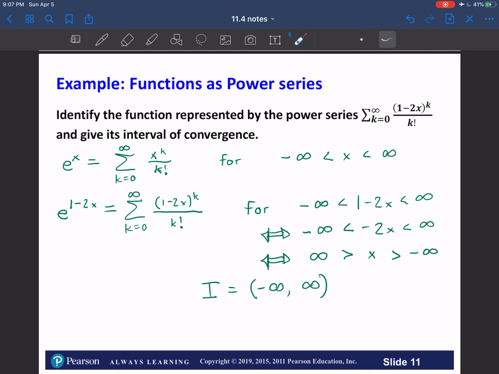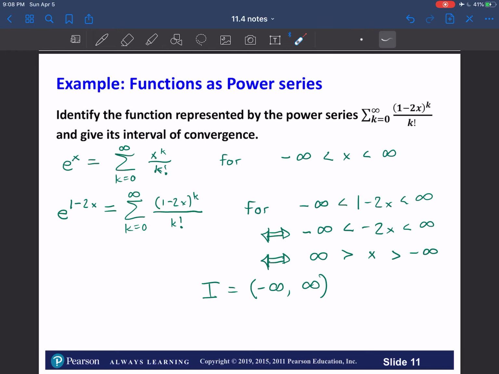And once again, this isn't too difficult of a problem. It's just observing what this series looks like, and it indeed looks similar to the e to the x series. And so the main concept here is that now we can write this function, e to the 1 minus 2x, as a power series, as a Maclaurin series. And so we now have this thing.